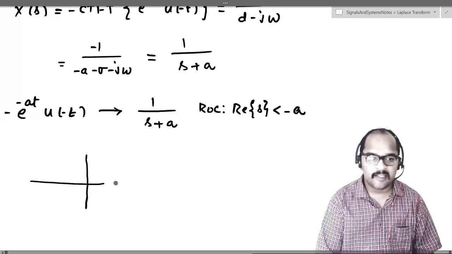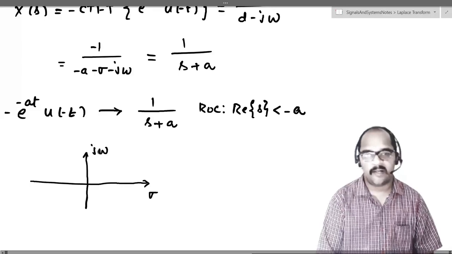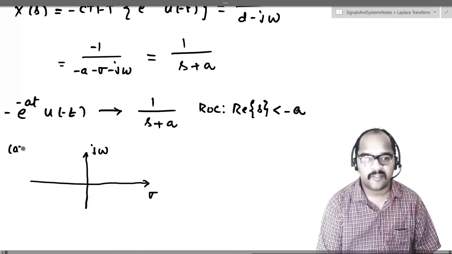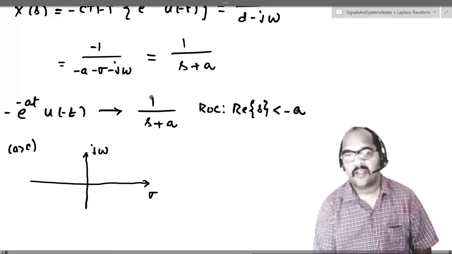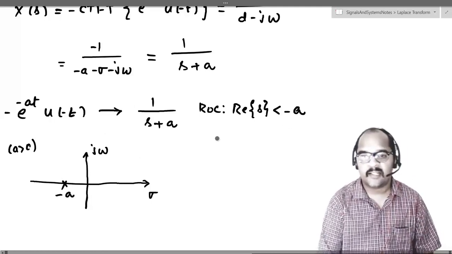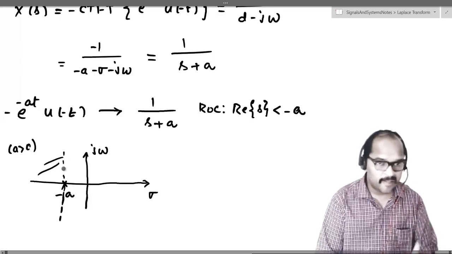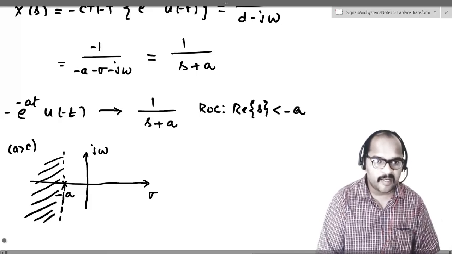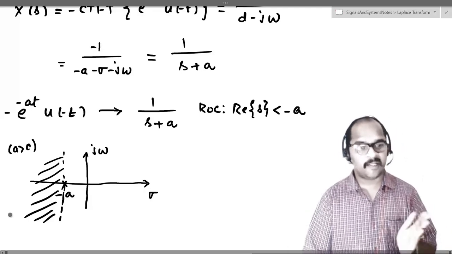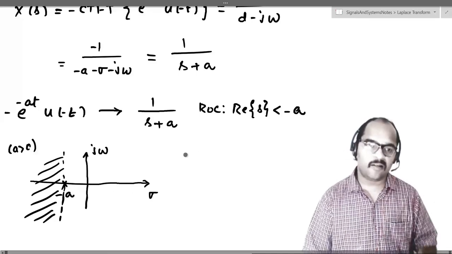Once I say region of convergence, we have to go into the s domain. So this is sigma and j omega. Again, we have a pole at where here? We have a pole at minus a. So let's assume a is greater than 0. So we have a pole at minus a. So what is the region of convergence? That is real part of s less than minus a. So real part of s less than minus a means this shaded region would be the region of convergence. Means only in this region the Laplace transform converges. On the right side of minus a, the Laplace transform does not converge. So you'll say it does not exist.